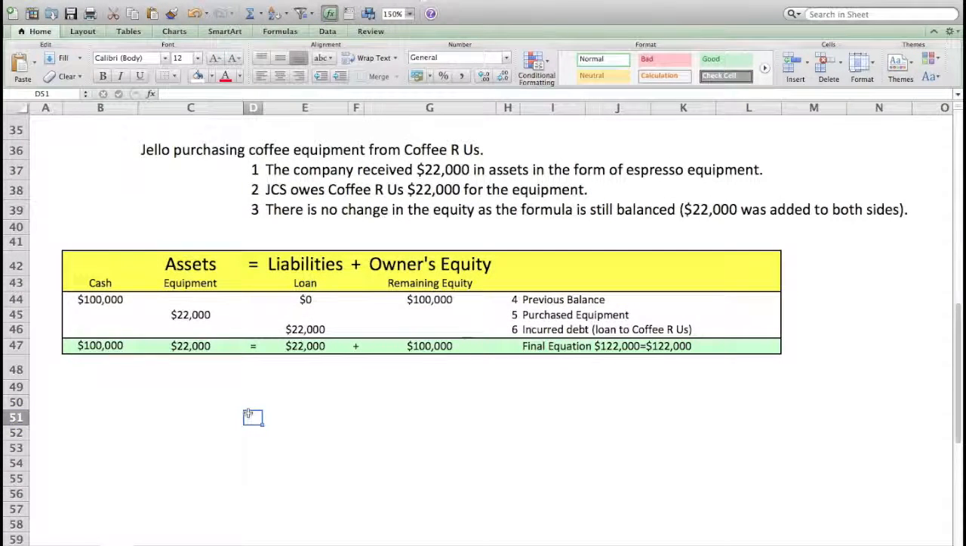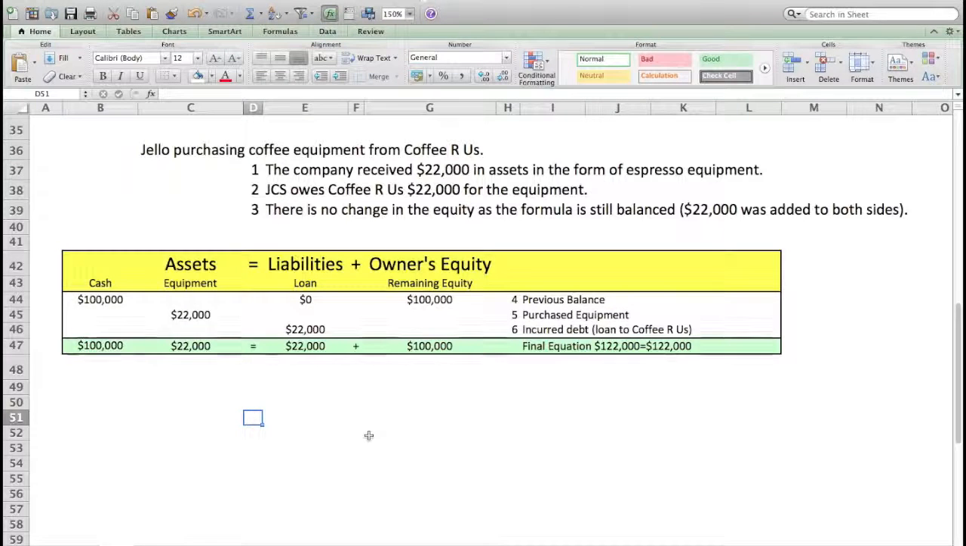Remember that while the equation says assets equals liabilities plus equity, each portion of the equation itself can be made up of more than one thing. Let's say Jello is loath to spend the cash. He wants to keep as much of it as he can for as long as he can because he doesn't know how long it'll be before he turns a profit. So instead, he decides to buy the espresso equipment on loan.